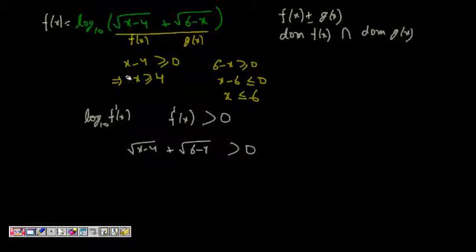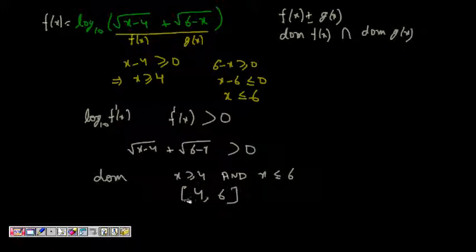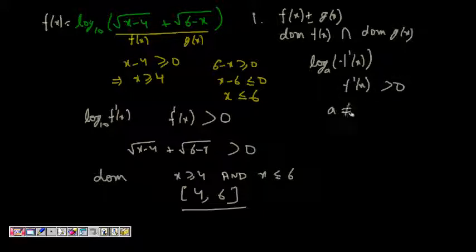So this is valid, and hence the domain is x greater than or equal to 4 and x less than or equal to 6, which can be written as 4 to 6, with 4 included. This is the interval representation. This was the second question, from which we learned that the domain of f of x plus g of x is the domain of f of x intersection the domain of g of x, and that log of some f1 of x is valid only if f1 of x is greater than 0 and the base a should not be equal to 1. Okay, so next let's see.